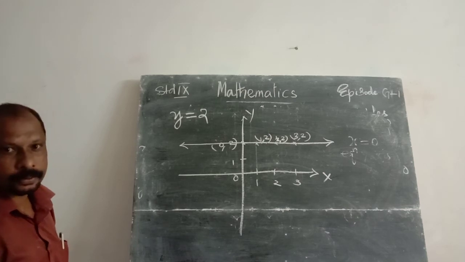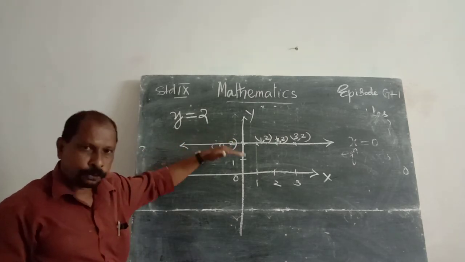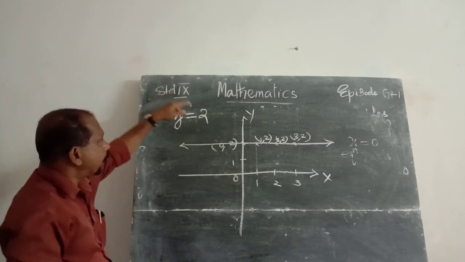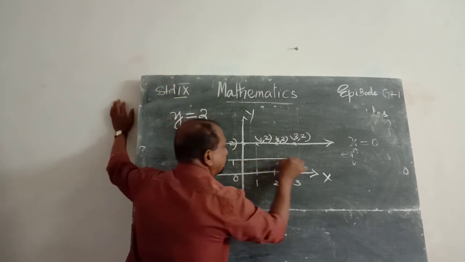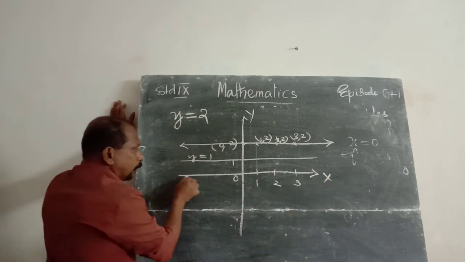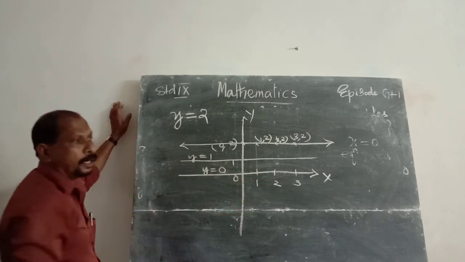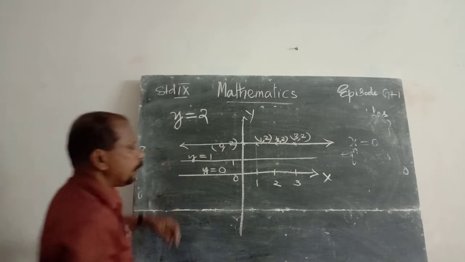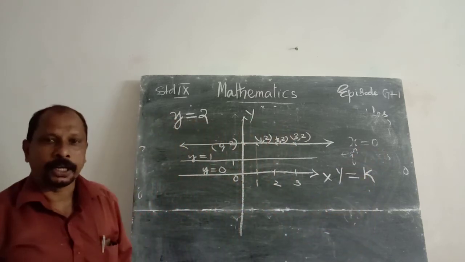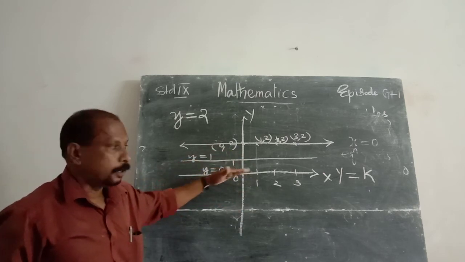Y is equal to 2 is the equation of that horizontal line. Therefore, this horizontal line is parallel to the x-axis. For all points on the x-axis, y is 0. Therefore, y is 0 is the equation of the x-axis. That means y is equal to k is the equation of a horizontal line. If k is equal to 0, it is the x-axis.